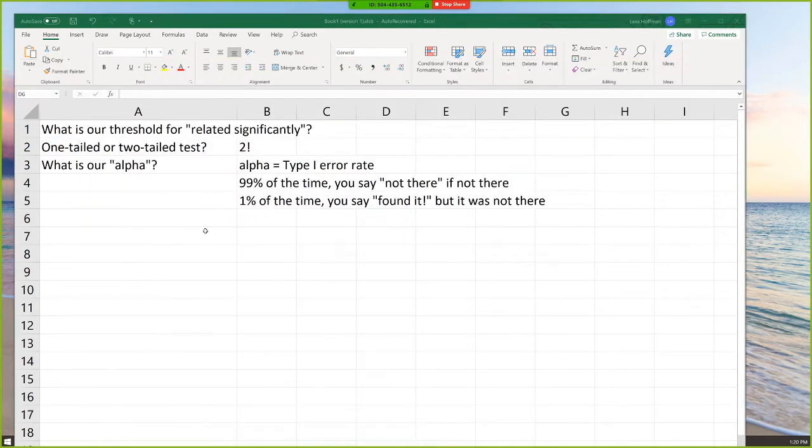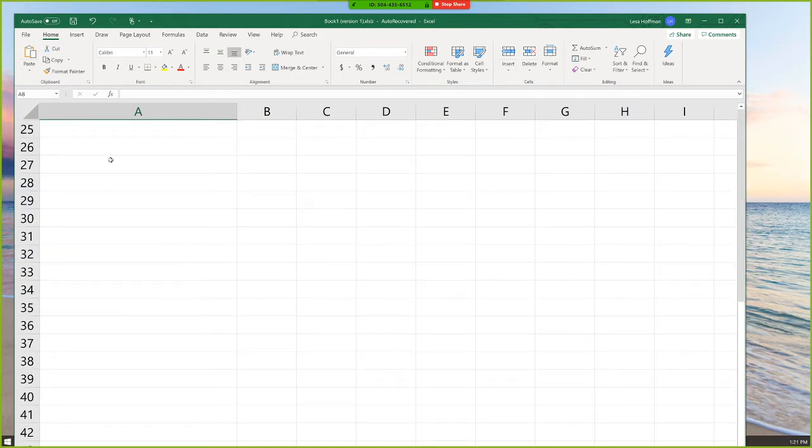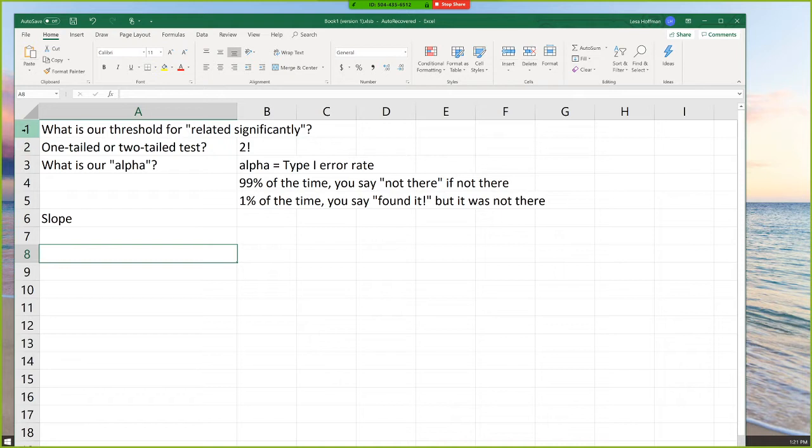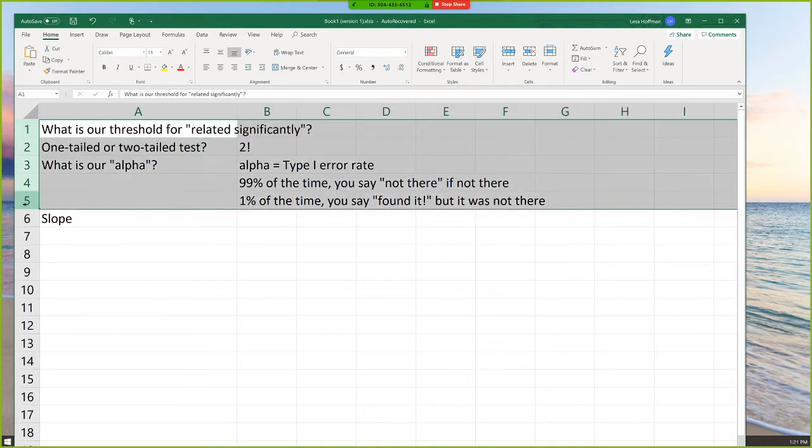Okay, back to my thing here. Okay. So these are the things we know ahead of time. Now we're in the game. We're trying to figure out what is our relationship. So for instance, if I have a slope, let me scroll up here. Try this. Hide this for right now.